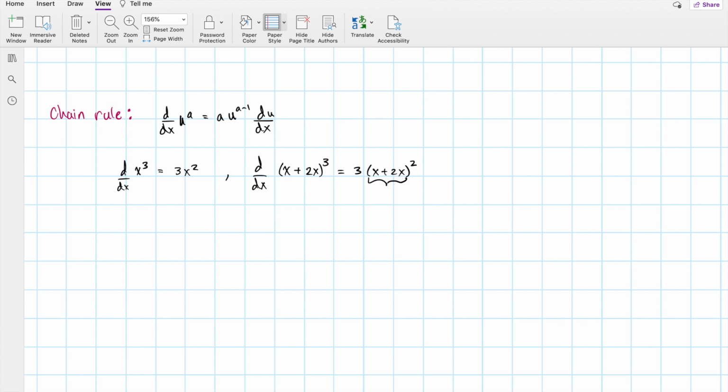So if we actually see this as the rule that we mentioned above, this is the u and the a, right? So we have a times u to the a minus 1. Now we're multiplying that by u prime, right? So we're going to multiply it by the derivative of what's inside the bracket. Well, this is a lot easier now, right? The derivative of x is 1 plus the derivative of 2x, which is plus 2. Seems a little redundant, yes, but just for this sake, we're going to leave it this way. And we can simplify this to get 9x plus 2x squared.